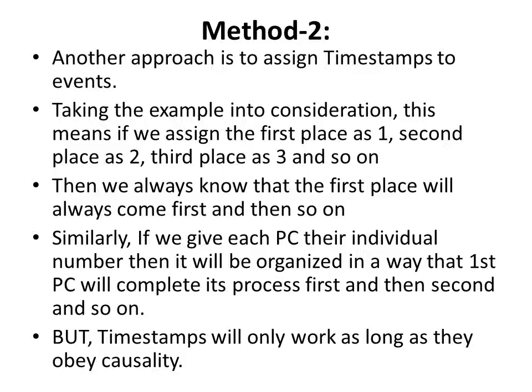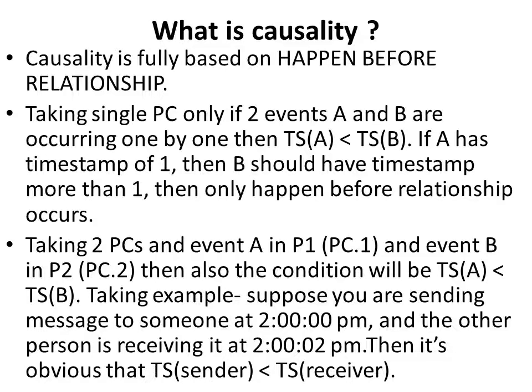Similarly, if we give each PC an individual number, then it will be organized in a way that the first personal computer will complete its process first, and only then will the second PC complete its process. But timestamps will only work as long as they obey causality. So we'll see what causality is. What is causality? Causality is fully based on the happened-before relationship.